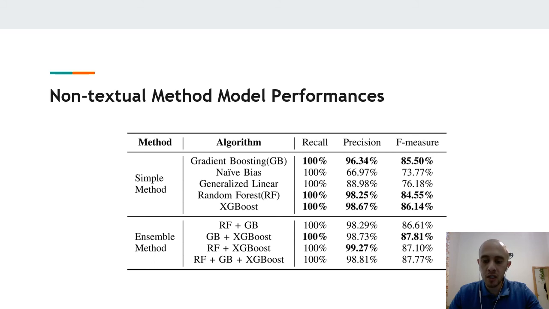And you can easily see that when you combine these two, you're going to reach better precision and F measure than when you use them separately. And we have decided to see the different combinations of these three models, and we ended up choosing the combination of gradient boosting and XGBoost in order to reach the best F measure possible for our non-textual data.